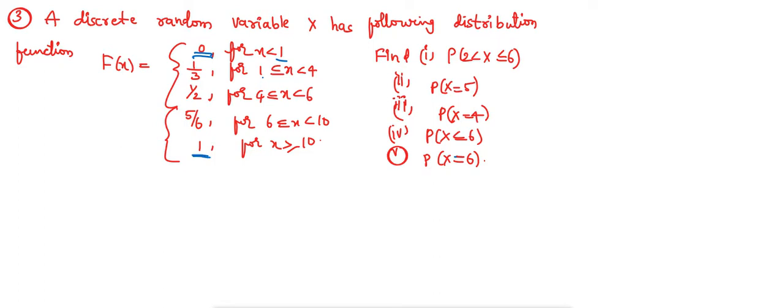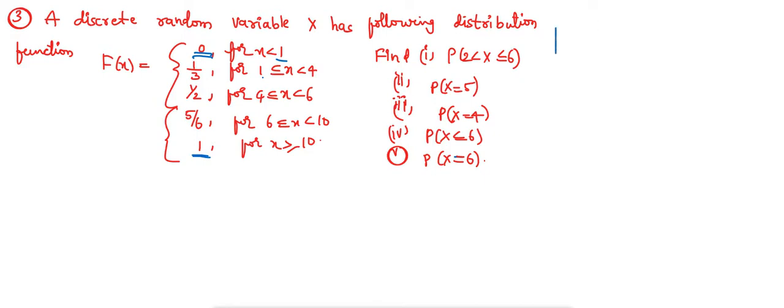Now we have to find the probability of 2 less than x less than or equal to 6, the probability of x equal to 5, the probability of x equal to 4, the probability of x less than or equal to 6, and the probability of x equal to 6.